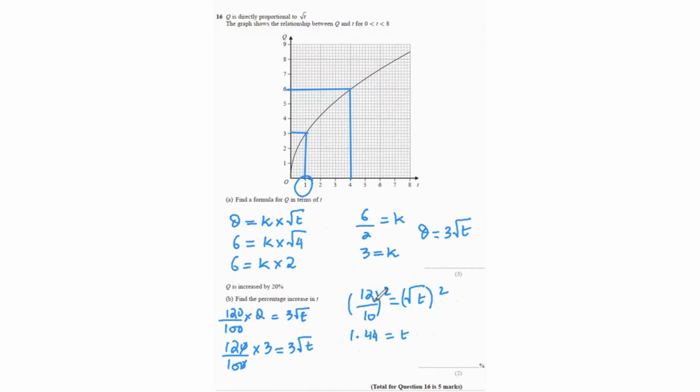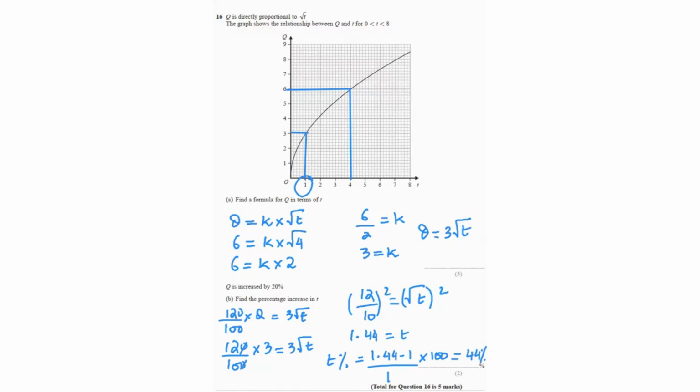So to get the percentage increase in T, we will do 1.44 minus 1, new value minus the old value, divided by the old value times 100, which gives us 44%. That is the percentage increase.